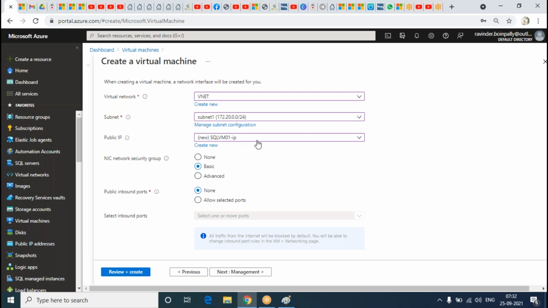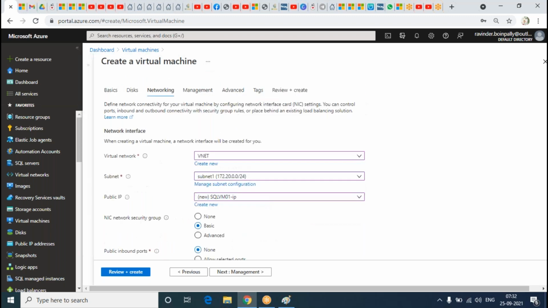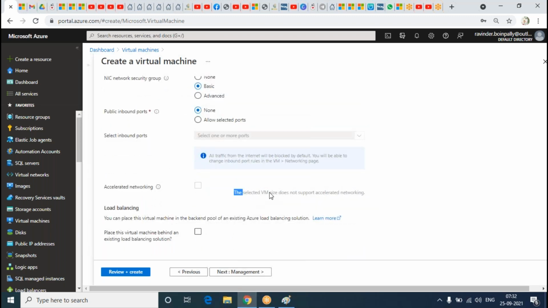Public IP is needed for us to connect for now because I don't have a VPN yet. Next, this inbound I'm not opening intentionally, to show how it works. And inbound, let it be no port is open. Accelerated networking: only large VMs can claim this one. See, the selected VM size does not support accelerated networking.